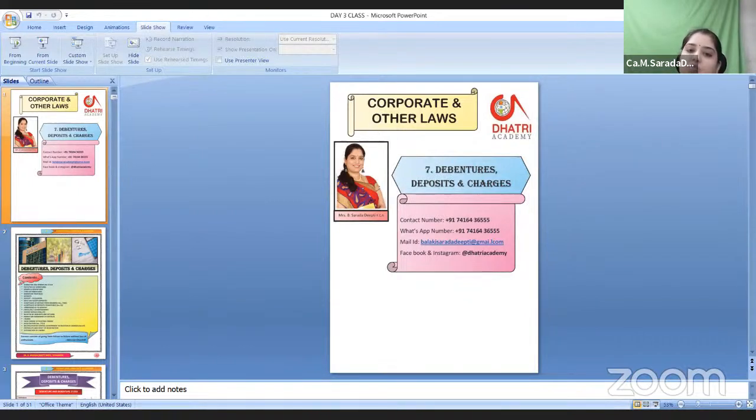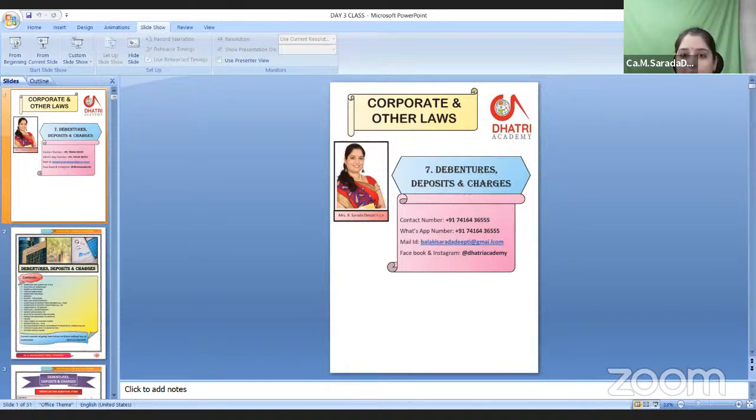And for charges created after the commencement of 2019, the time limit has been increased from 30 days to 60 days from the date of creation of the charge, with additional fees. So please keep these two points in mind: the time limits for registration of a charge.